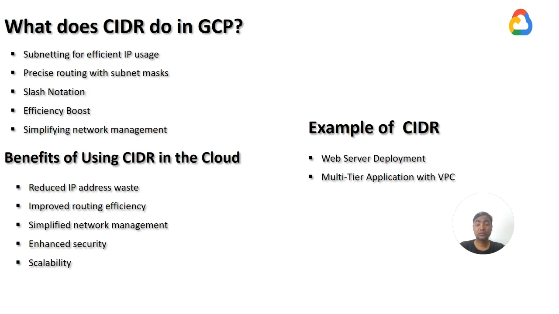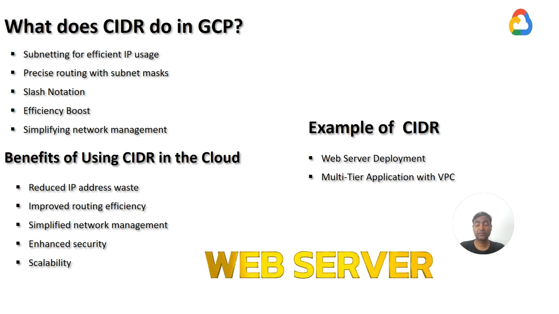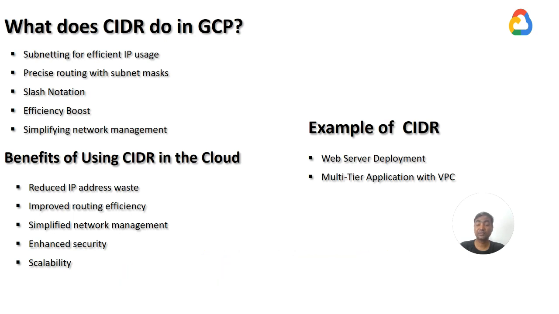Now consider a more complex scenario: a multi-tier application with web servers, databases and application servers all deployed in a VPC. Here is how CIDR can further enhance your network. First of all, use separate subnets for different tiers. Use a different subnet for each tier, like /24 for web servers, /22 for database servers and /24 for application servers. This provides flexibility and scalability for each tier.